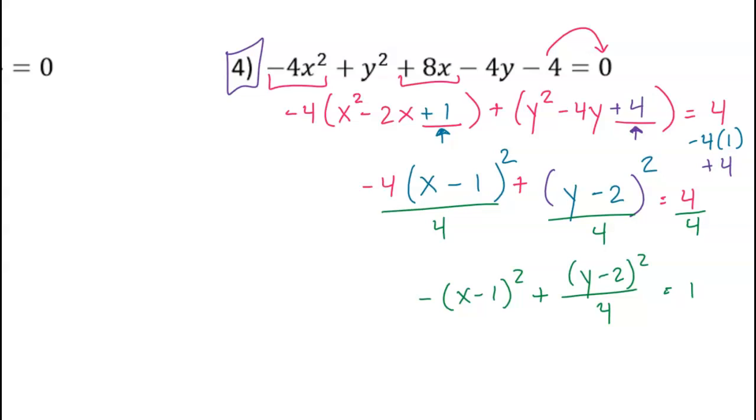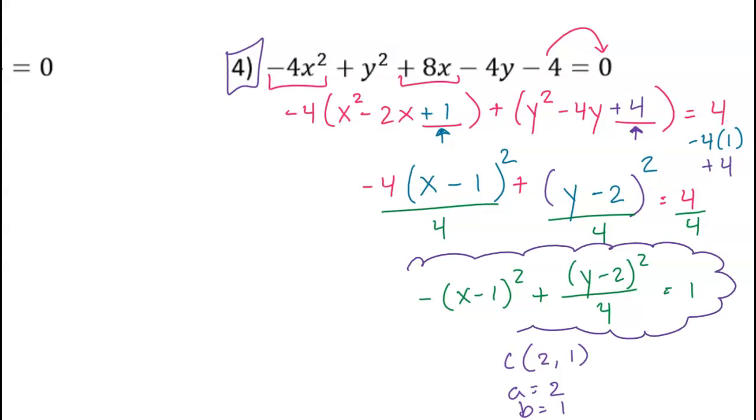Well, here, we'll finish it all up. Our center is at 2, 1. Our a value is 2, and our b value is 1. You can write it like this, or you can flip it so that the negative is in the middle. It really doesn't matter.